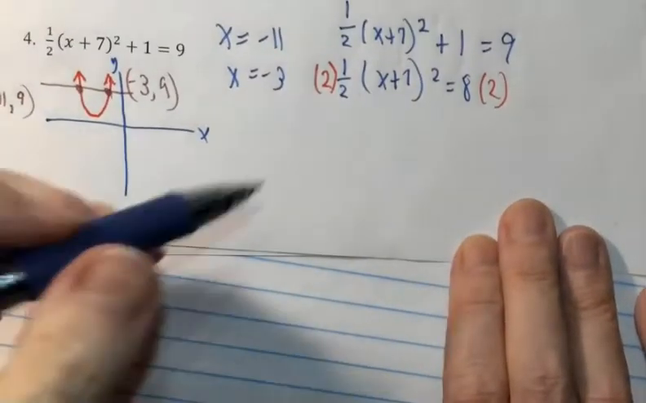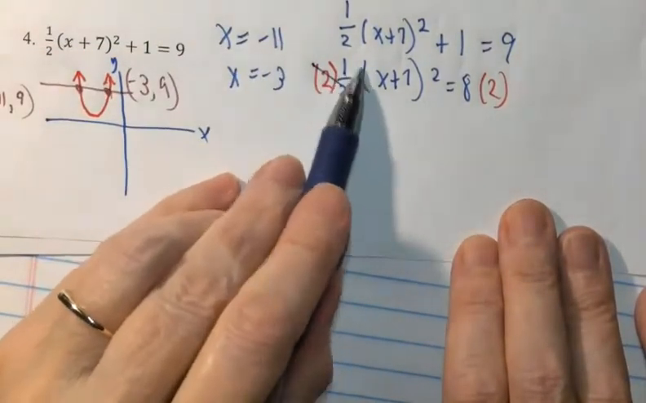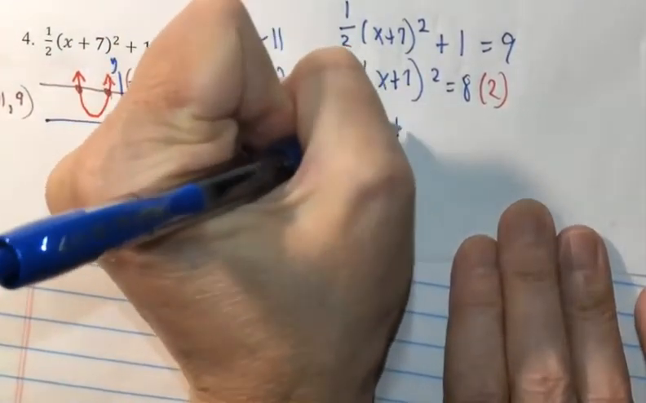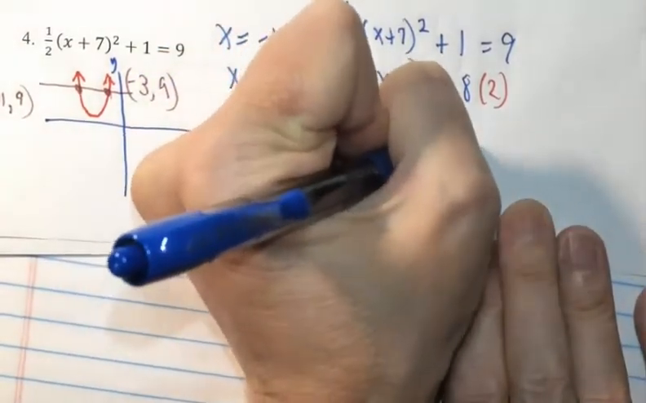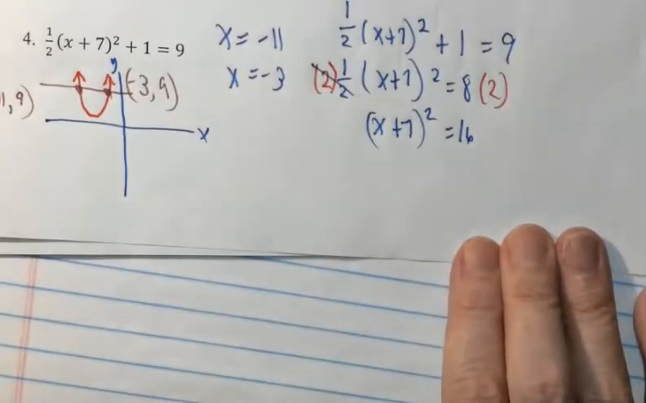When I multiply by 2, 2 times 1/2 is just 1. So you don't even have to write the 1. You can leave that off and just write your binomial squared. So we'll get x plus 7 squared equals 16. The next step is to take the square root of both sides of the equation.